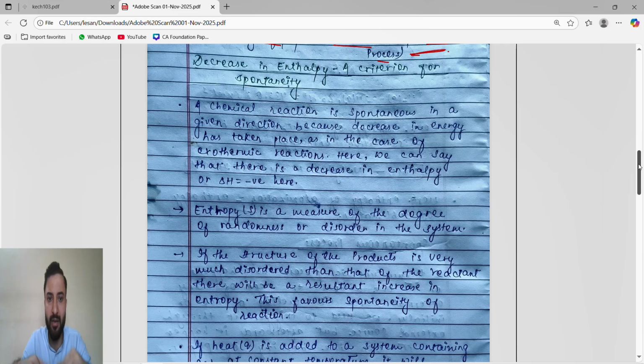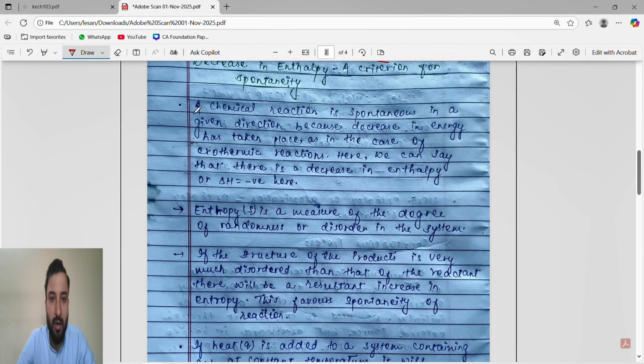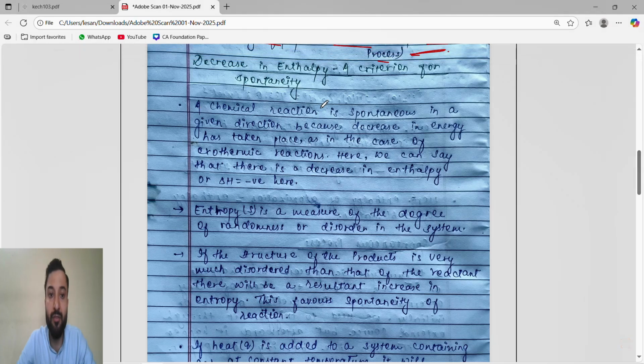Decrease in heat energy, right? So see here, a chemical reaction. The next topic is decrease in enthalpy, which means decrease in heat energy. Okay, a criteria for spontaneity. This is one criteria for spontaneity. Sometimes in the options they will ask which of the following is a criteria for spontaneity. Decrease in enthalpy is a criteria for spontaneity.